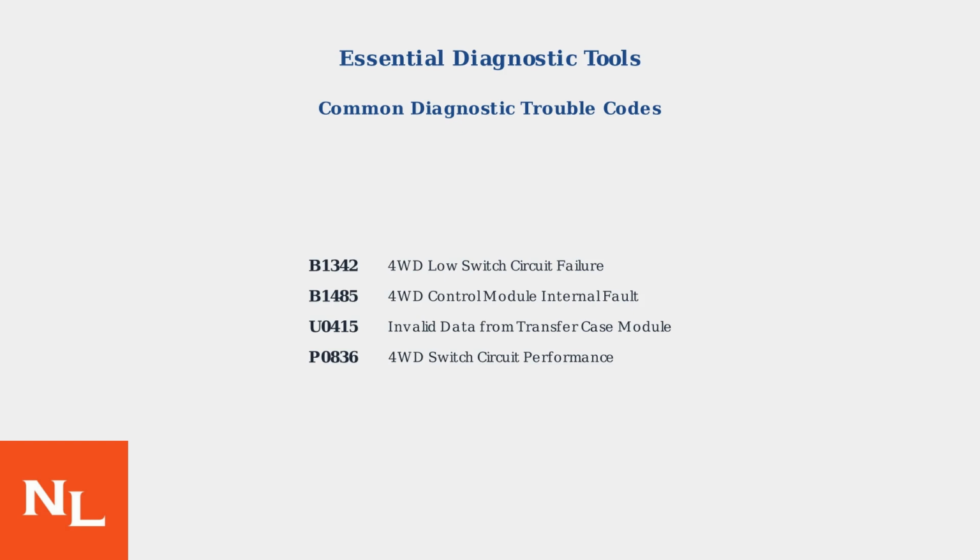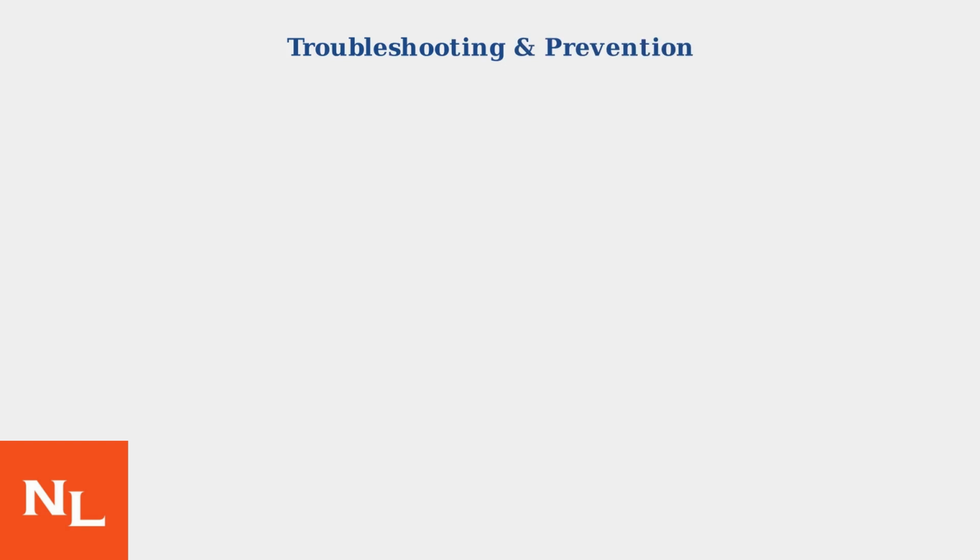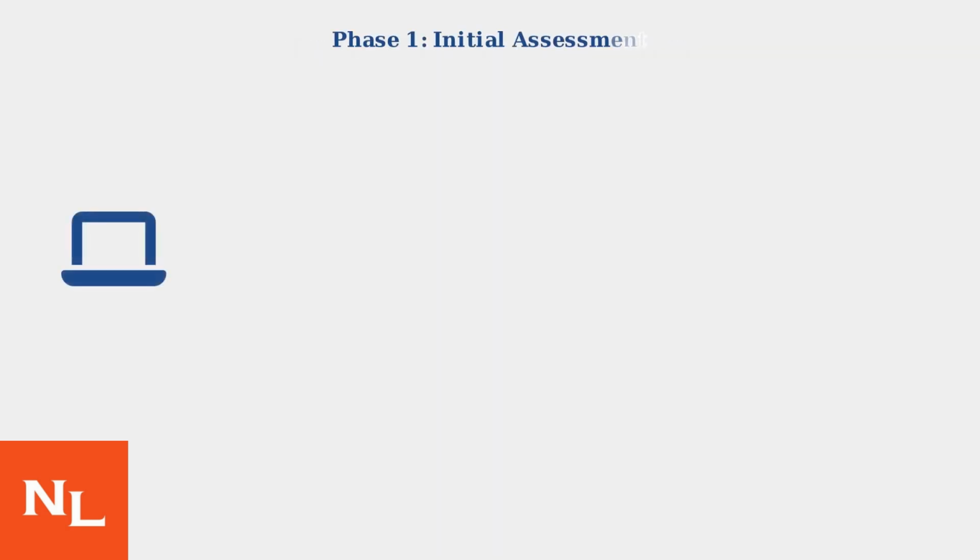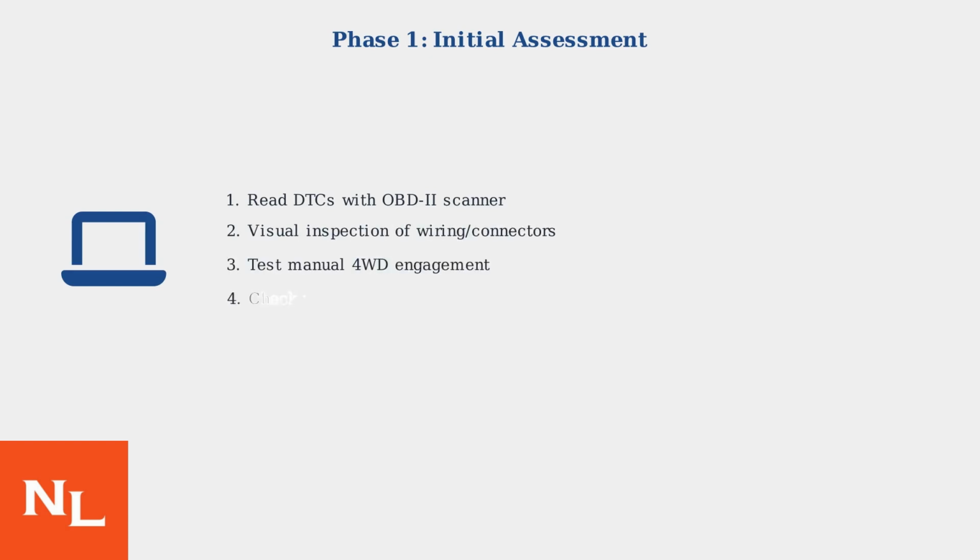Ford 4WD fault troubleshooting follows a systematic three-phase approach, combined with preventive maintenance to avoid future issues. Phase 1 is initial assessment. Start by reading diagnostic trouble codes using an OBD2 scanner to identify specific fault areas.